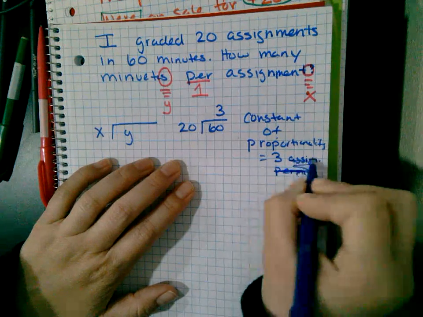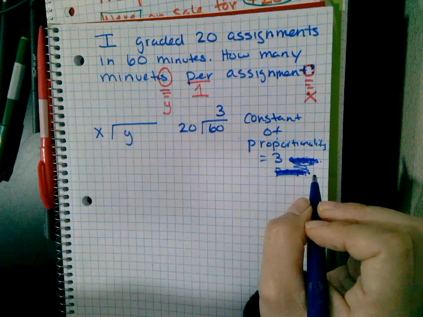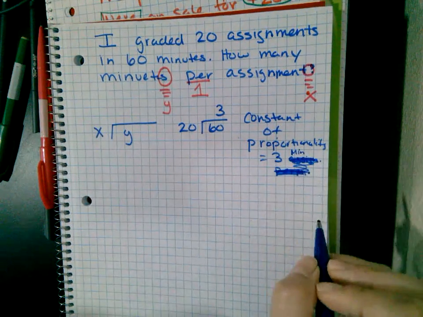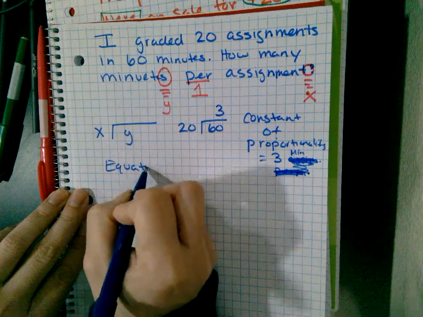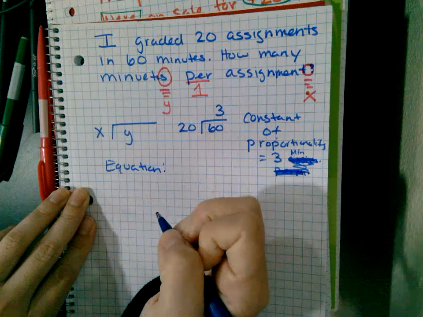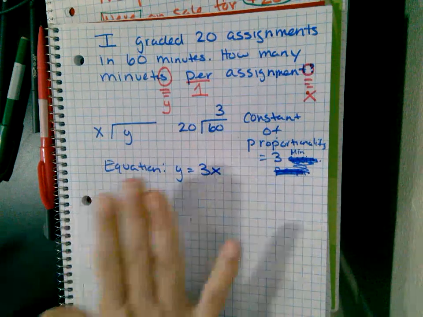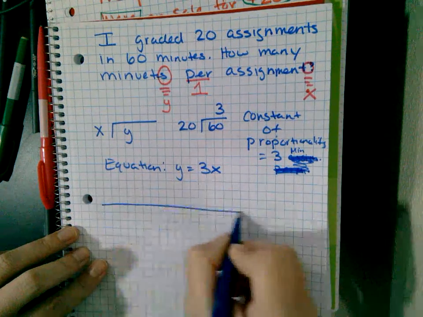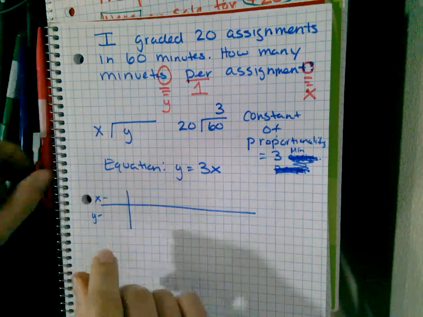No. Not that. Sorry. It takes me 3 minutes. 3 minutes per assignment. So what's my equation? Y equals 3x. Exactly. I'll do the table tomorrow. You forgot the table part. Oh, okay. We'll do the table today.